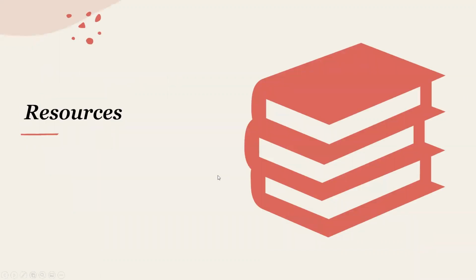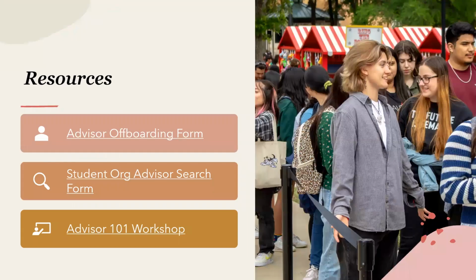So, what are the resources that our office provides in helping with this transition process? The three resources that our office provides are the advisor offboarding form, like I mentioned before, the student org advisor search form, like I mentioned before, and the advisor one-on-one workshop.